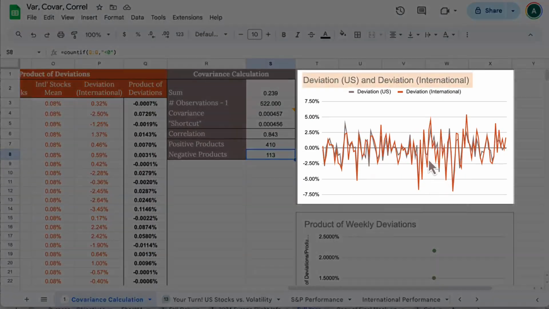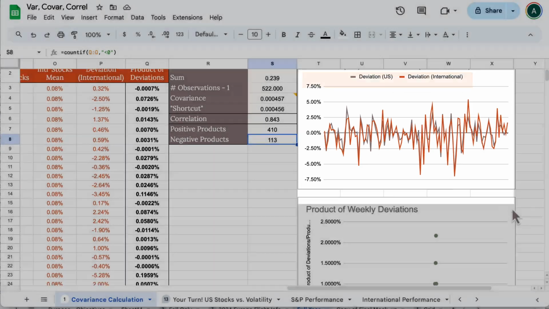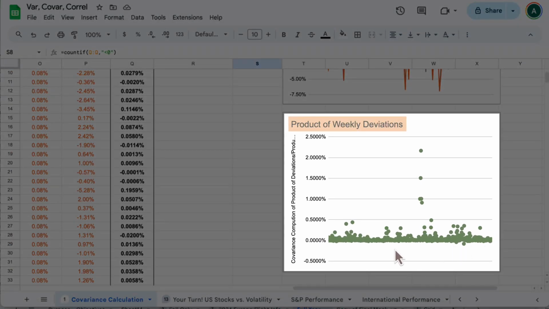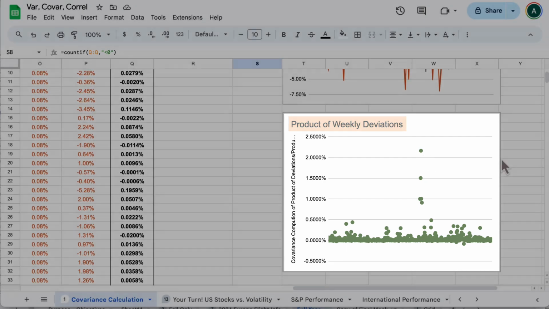This is one way of looking at our deviations and how they pair, the US deviations in this darkish color and the deviation for international in orange. And here we have week by week what were the product of deviations, and we can see most of these are above the zero line. We have a couple big positive deviations in relative terms.